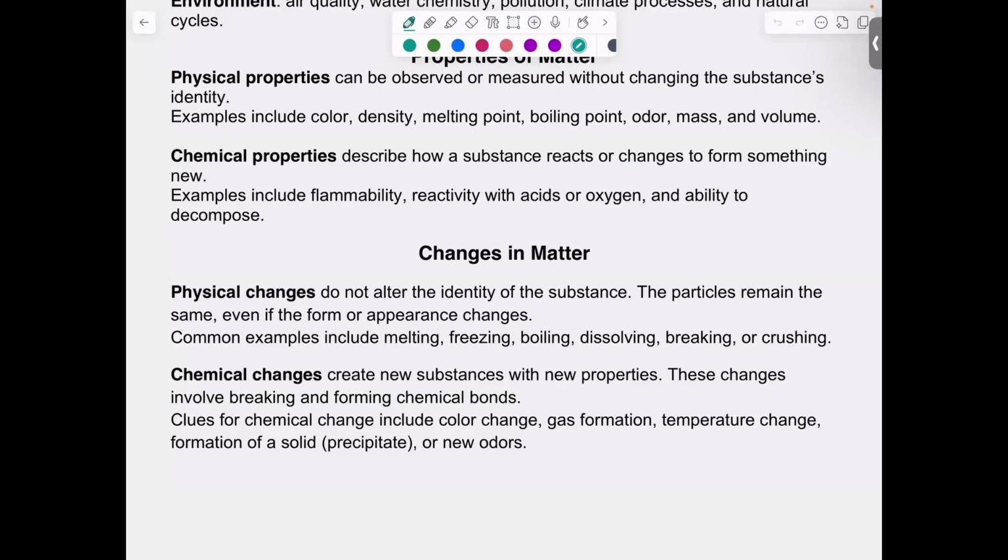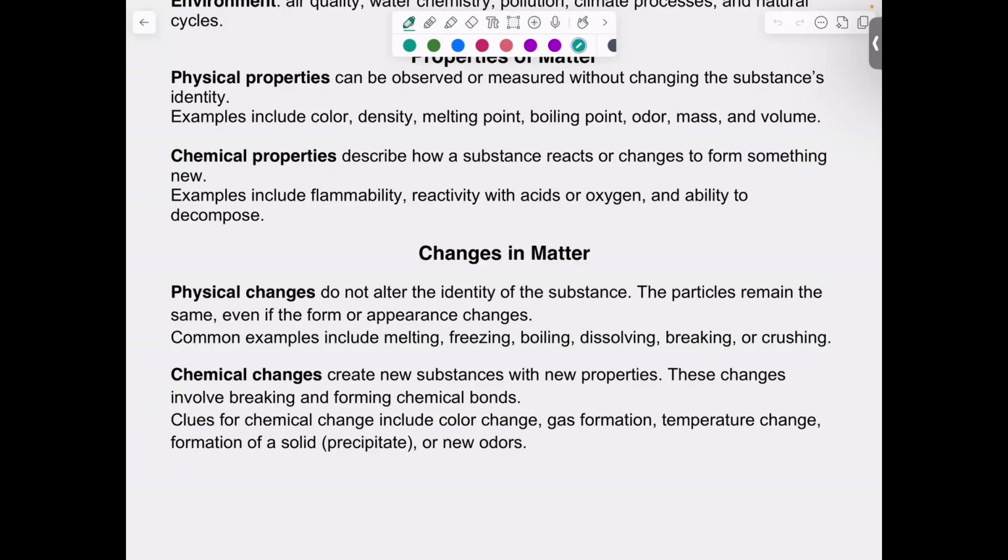Same with dissolving substances, mainly in water. Breaking or crushing items. So if I take maybe a piece of wood and I chop it up into smaller logs, that would be a physical change. Now, if I throw that log on the fire and burn it, that would be a chemical change. And that's our next entry here.